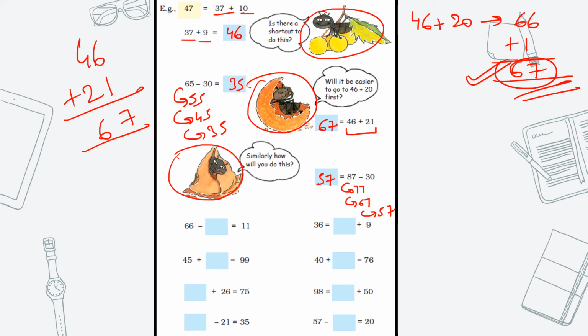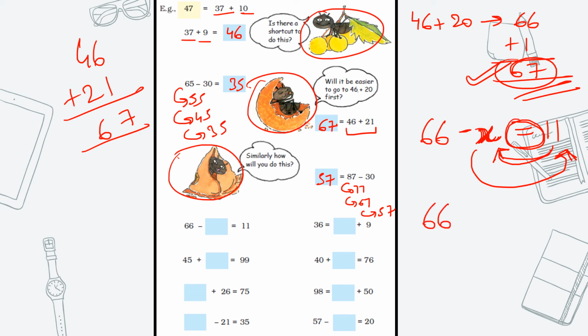66 minus what is 11? Okay, so now we will study this. 66 minus x. Let us take that missing figure as x. We have this equation, right? We will take 11 to this side, and we will take x to here. So whenever a number changes the side, the equal to sign is the border. Whenever a digit changes its side, the sign of the digit changes. Here we can see 11 is positive, x is negative. Now as 11 comes here, it will become negative, and x will go there, it will become positive. Here we will have our answer, which is 55. 66 minus 10 is 56, minus 1 more, that is 55.